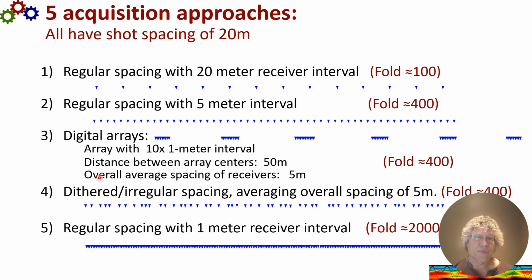So number 2, 3, and 4 have the same trace density with just different geometry. And number 4 is dithered or irregular receiver spacing, so that the overall spacing is 5 meters. And then here you see the example of what the dithered spacing looks like. And finally, for number 5, I'm going to try regular spacing with 1 meter receiver interval.